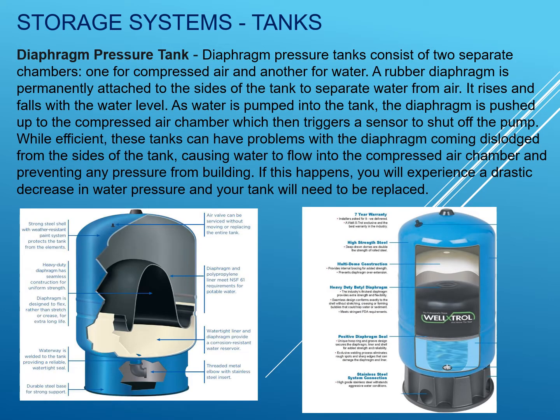Another type of pressure tank is called the diaphragm pressure tank. It consists of two separate chambers, one for the compressed air and another for water. Using the previous slide's principle, you again fill it up with water. Then you have a rubber diaphragm, which pushes the water down once the air is compressed above it. Again, there is an air valve which can be serviced without removing or replacing the entire tank.